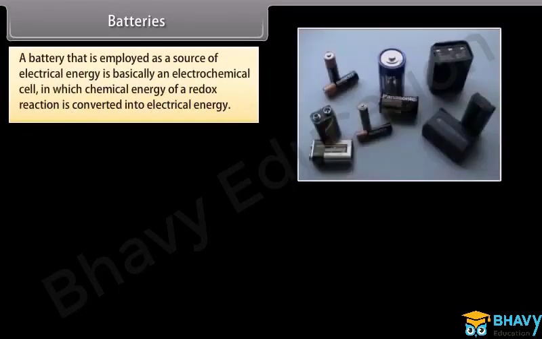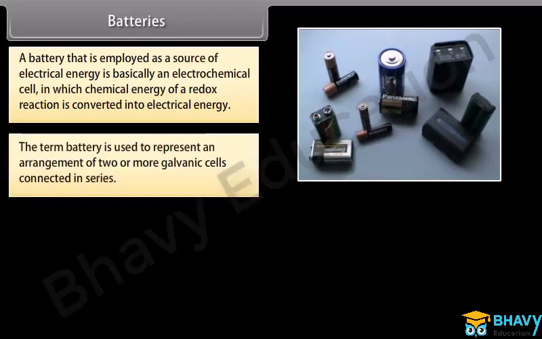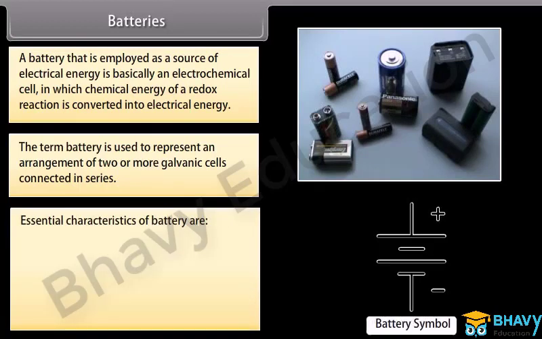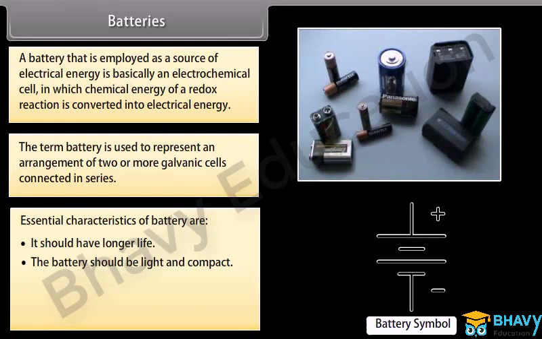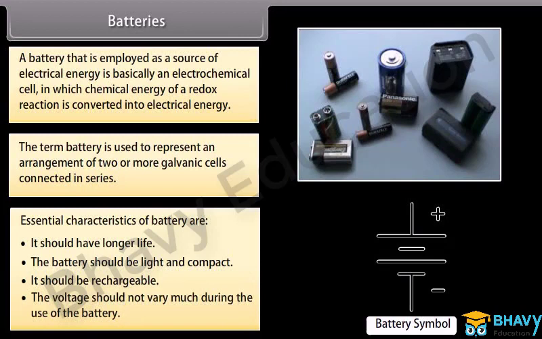Batteries. A battery that is employed as a source of electrical energy is basically an electrochemical cell in which chemical energy of a redox reaction is converted into electrical energy. The term battery is used to represent an arrangement of 2 or more galvanic cells connected in series. Essential characteristics of a battery are: it should have longer life, be light and compact, be rechargeable, and the voltage should not vary much during use.